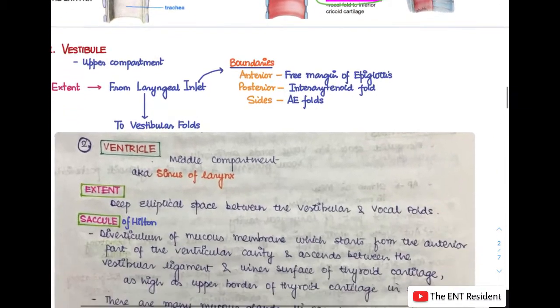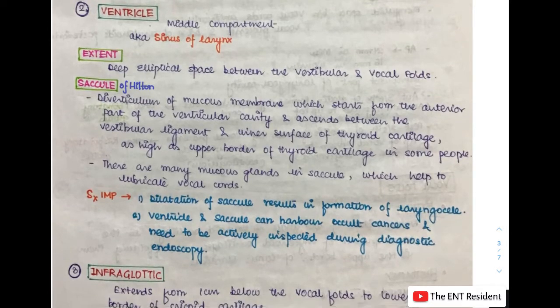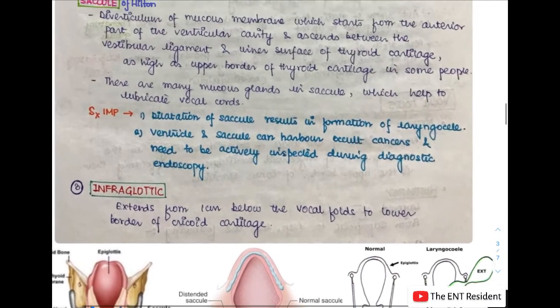Now coming to the next compartment, the ventricle. The ventricle is the middle compartment, also known as the sinus of larynx. It is a deep elliptical space which is extending between the vestibular and the vocal folds. As you can see in this picture, this elliptical space in between the vestibular and the vocal folds is the space which is known as the ventricle of larynx.